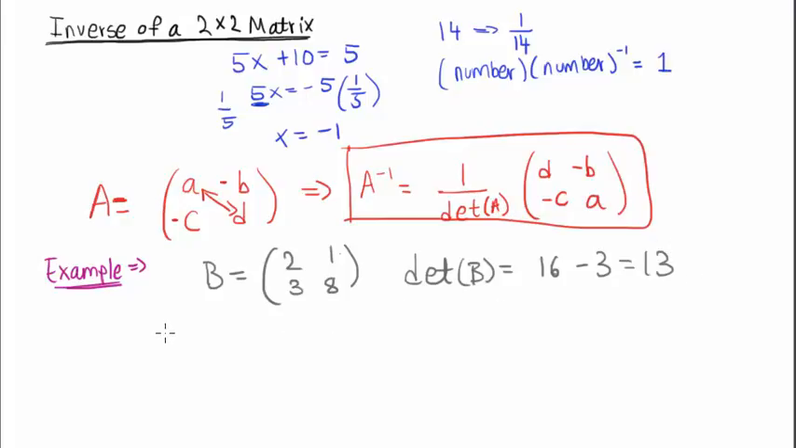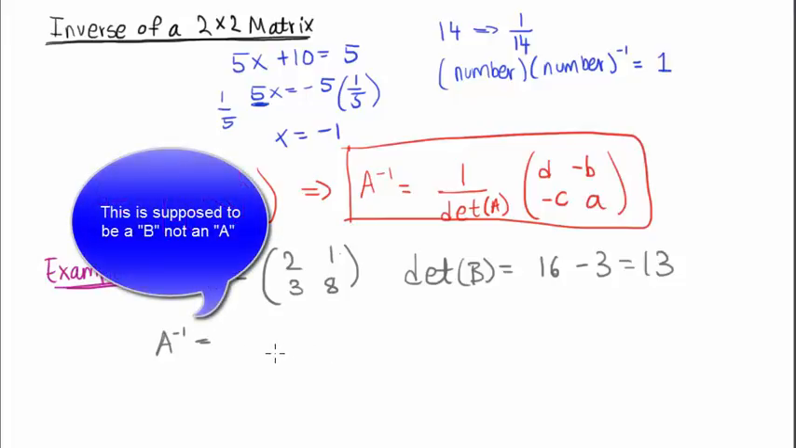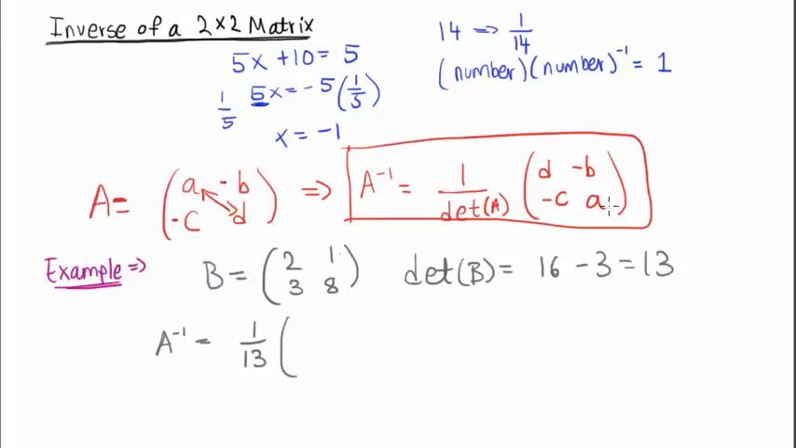And now, I can just quickly do the A inverse. So A inverse would be 1 over the determinant, so 1 over 13, times flip the a and the d terms with one another. So 8 here and then the 2 here, and then take the negatives of the b and the c term. So 1 and 3 will be -1 and -3.